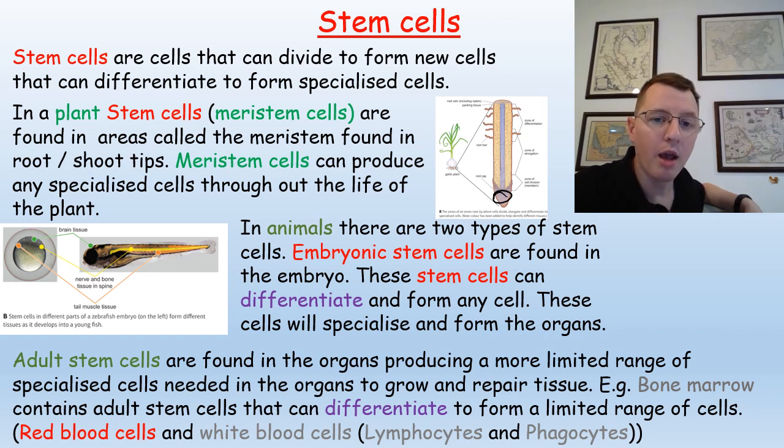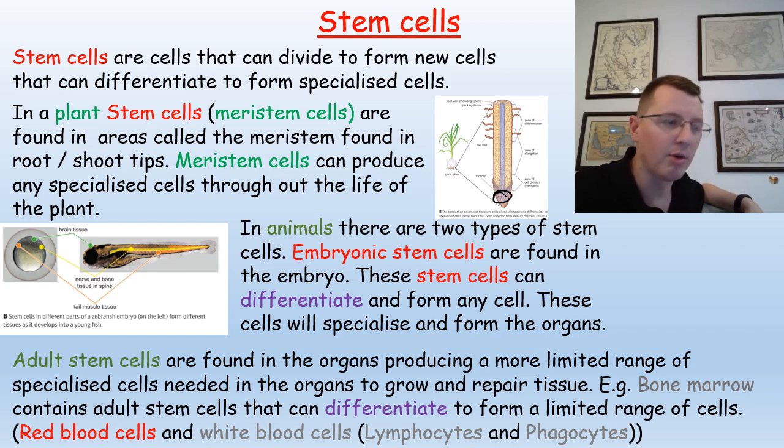So a meristem can produce any specialized cell throughout the entire life of a plant. This is often why you can take things like a garlic bulb and you can put it into some water and it'll continue to grow brand new roots, because it has stem cells that it can use throughout its life.